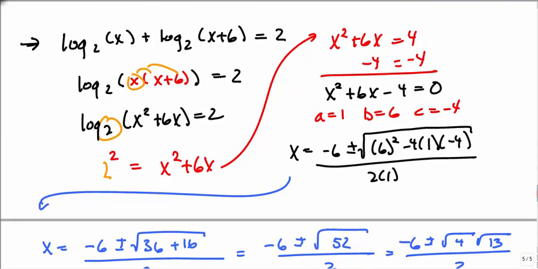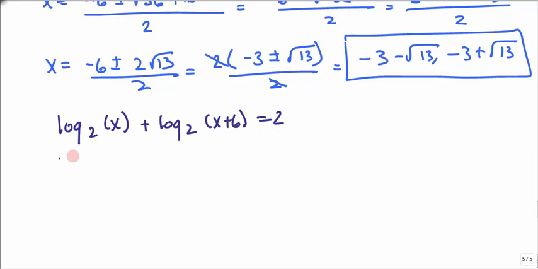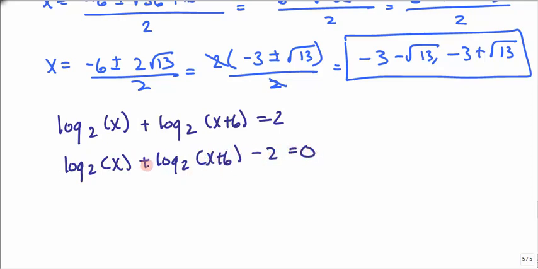This is log base 2 of x. To kind of remember what we were doing here, log base 2 of x plus log base 2 of x plus 6 equals 2. That was my original problem. So I could go ahead and subtract over right away that 2. Now notice it's not within the argument of any of these logs.